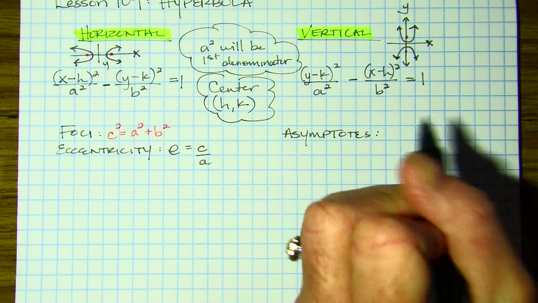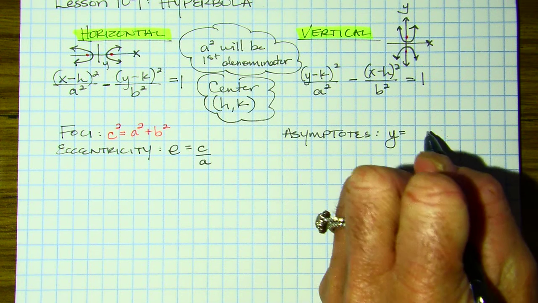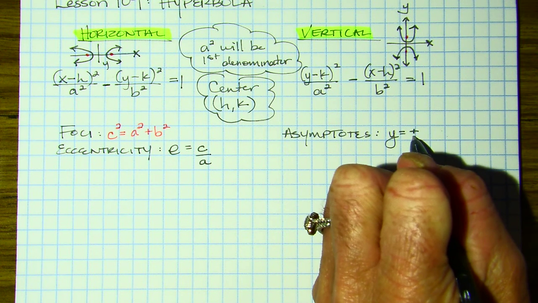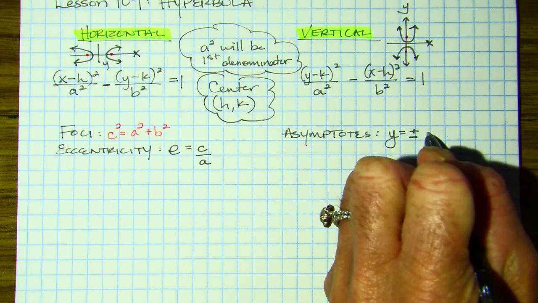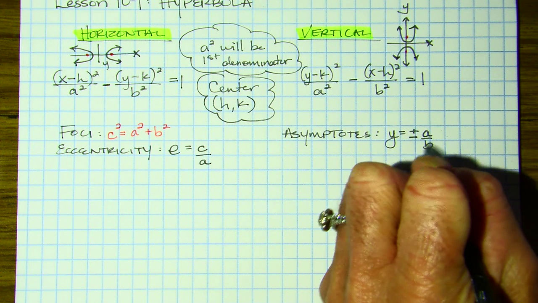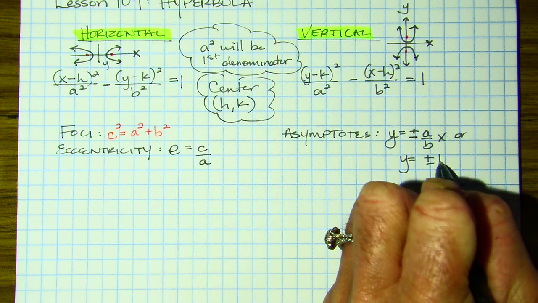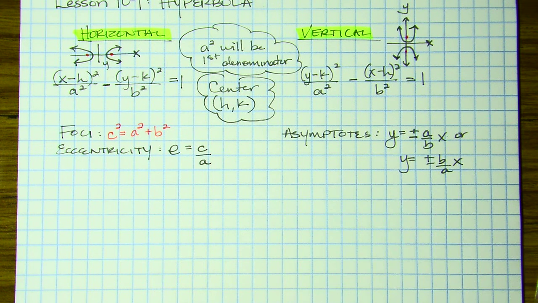And our asymptotes are y equals, depending on if it's horizontal or vertical, plus or minus a over b x, or y equals plus or minus b over a x. They're really easy to find, however. So we're just going to jump right in. I'm going to do 5 with you.